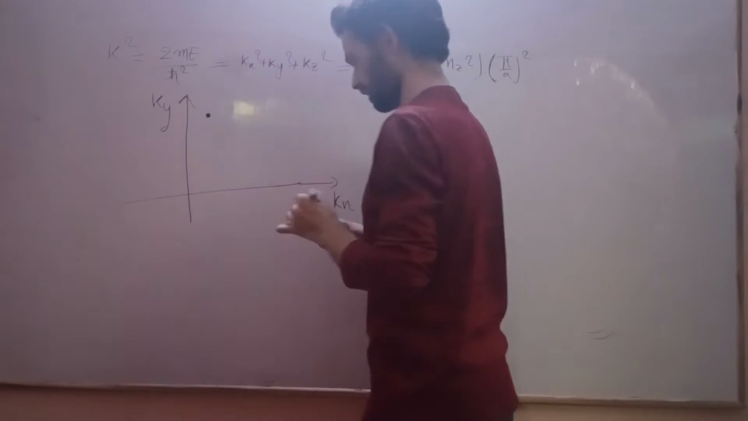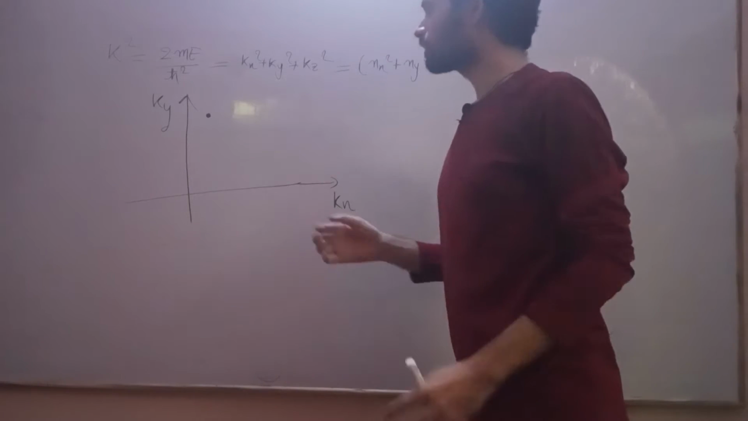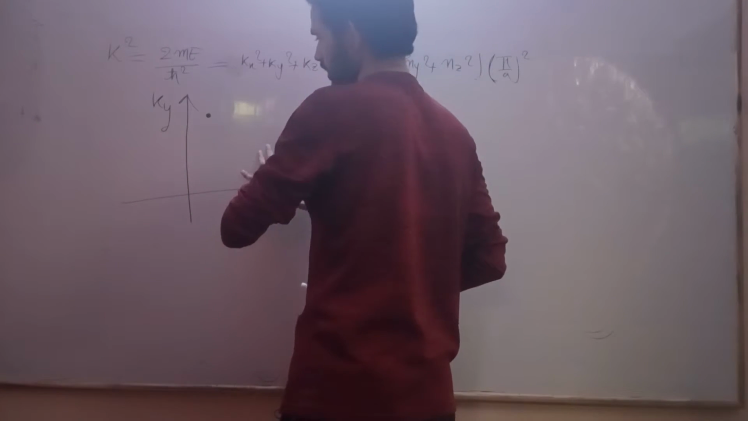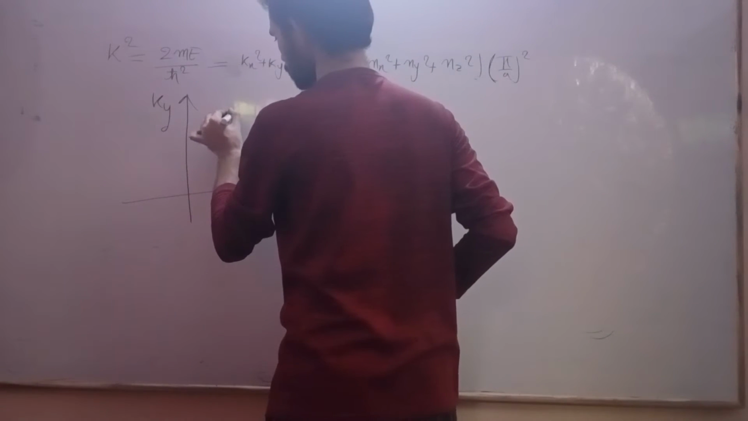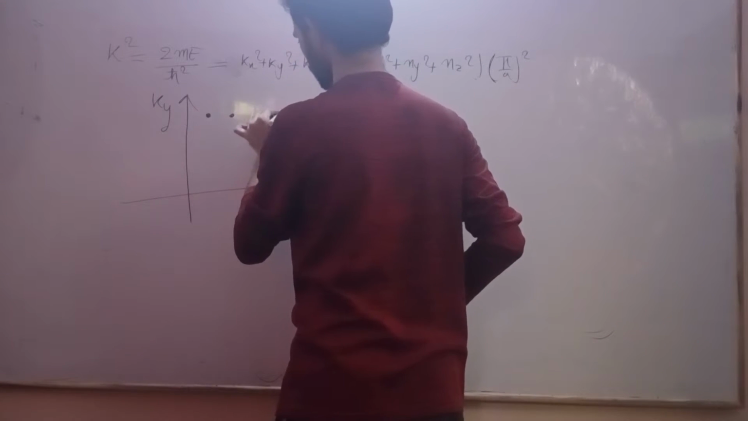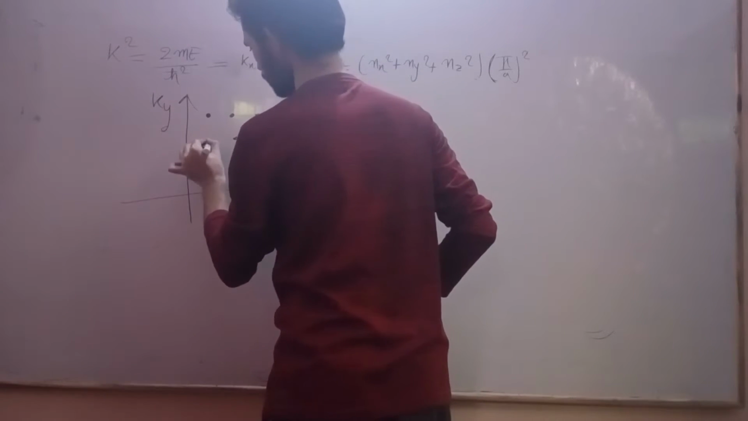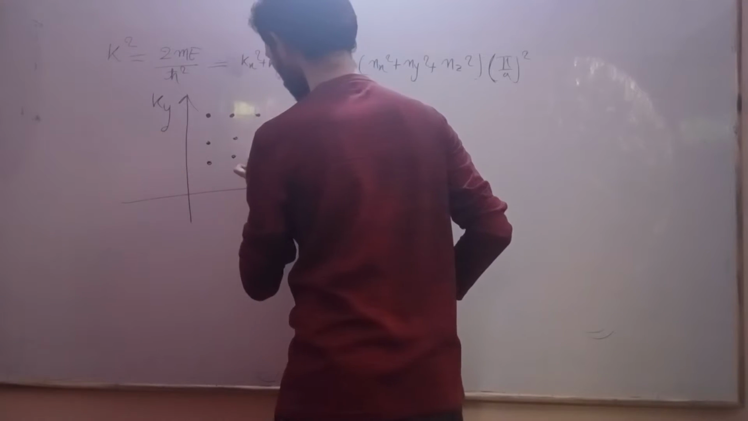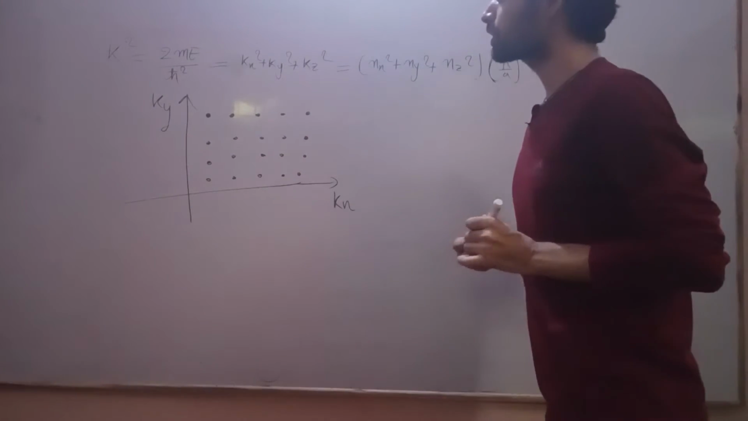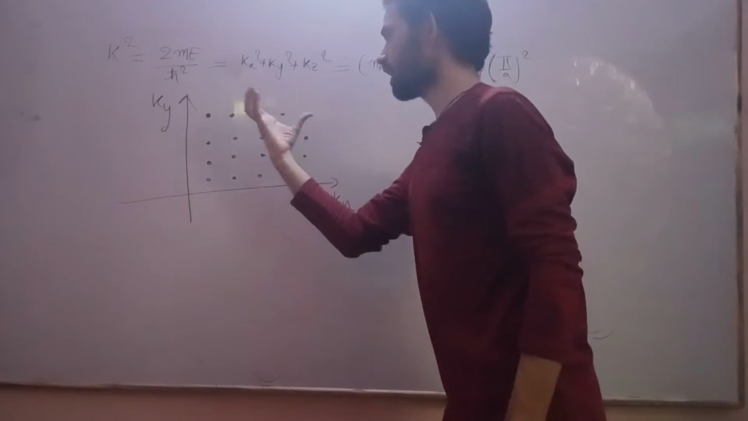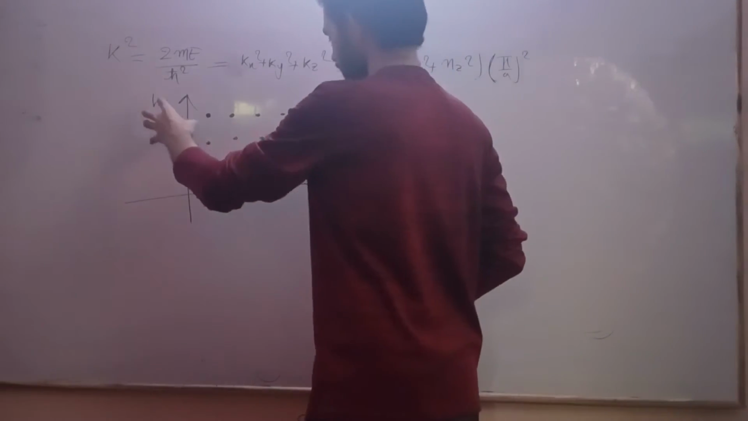We are placing a two dimensional array of allowed quantum states, as a function of kx and ky. So these are my two dimensional allowed quantum states. These are the number of allowed quantum states, as a function of kx and ky.